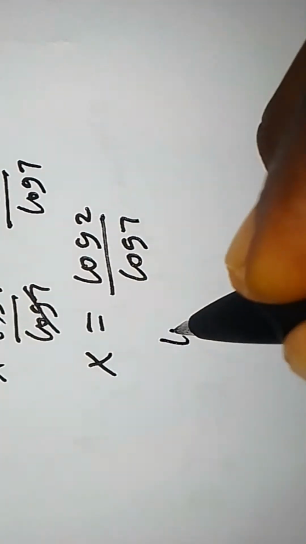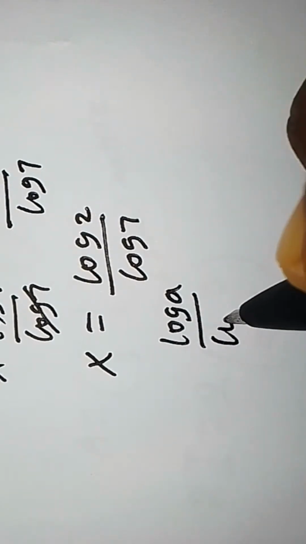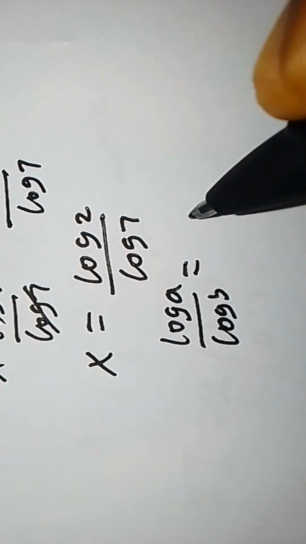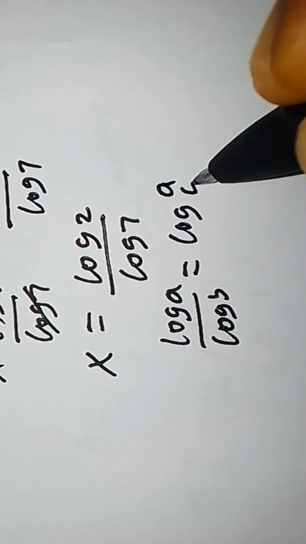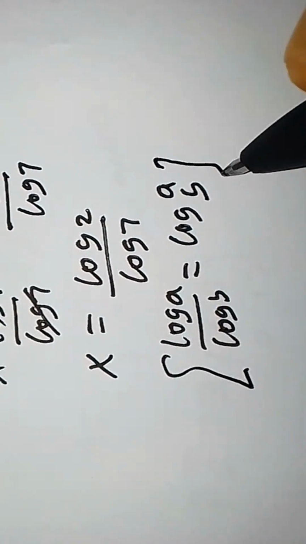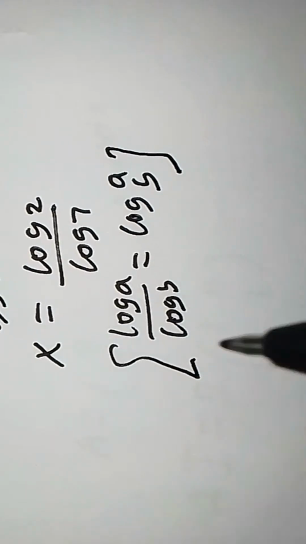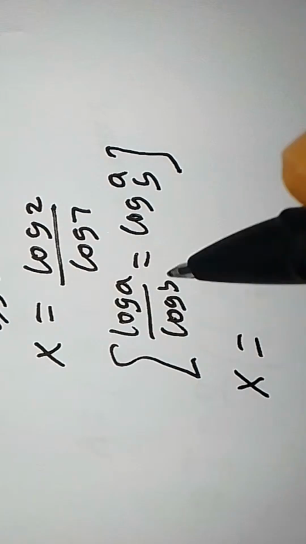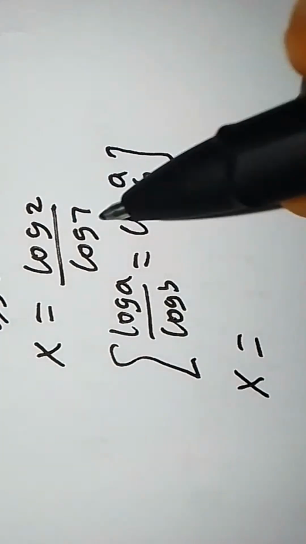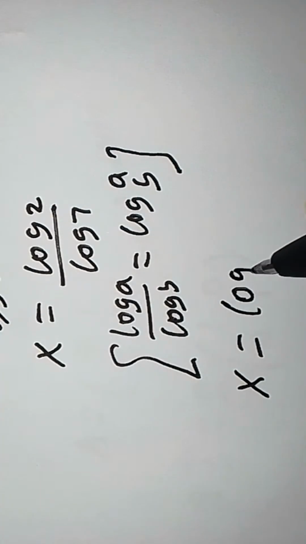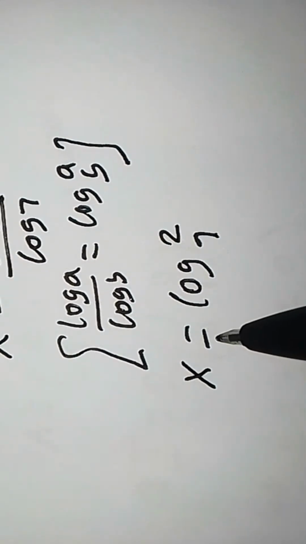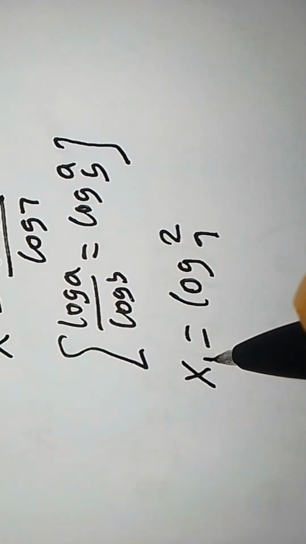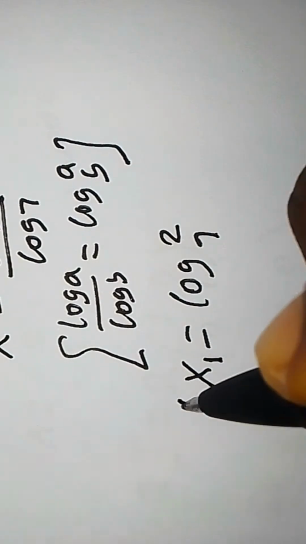Also, recall that log a over log b could be written as log a base b. Take note of this property. That means from this line we have x equal to, if we apply this property, log 2 base 7. This is the first solution. Let us call it x1. Take note of it.